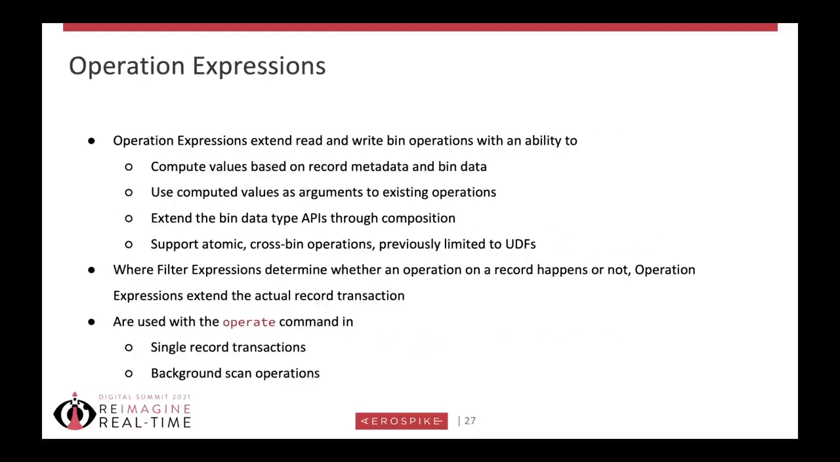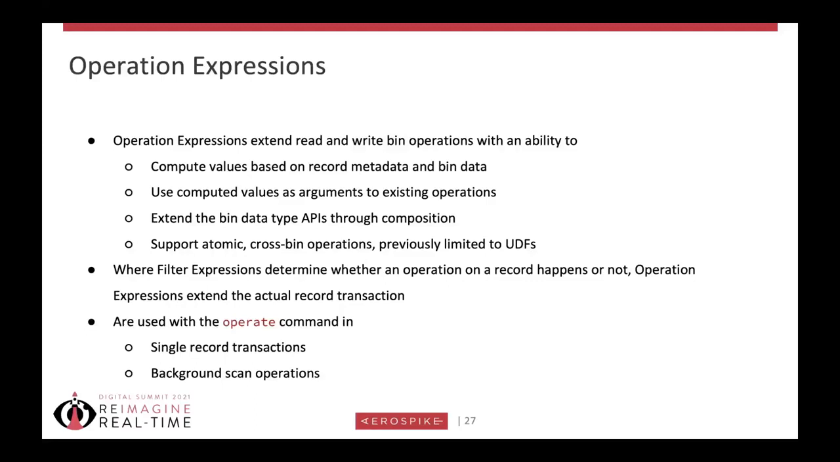So let's move on to operation expressions, which are brand new. Operation expressions extend read and write bin operations with the ability to compute values based on record metadata and bin data. That makes sense. Use computed values as arguments to existing operations. That's something completely new. Extend the bin data type APIs through composition, and I'll give you an example that's very cool. And they also support atomic cross-bin operations that previously were only available in UDFs.